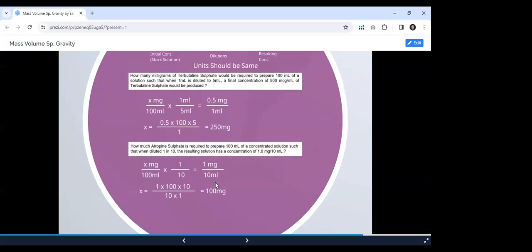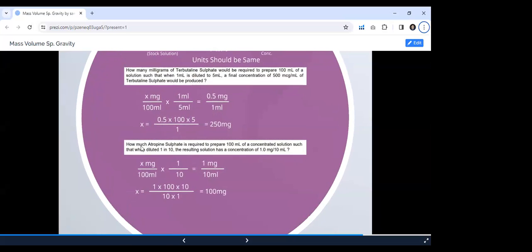Okay, in this question type, they are saying how much atropine sulfate is required. Just forget about this part. To prepare 100 ml, how much of this is required to prepare 100 ml of a concentrated solution? Now, they are not giving us any unit here. How much atropine sulfate? They are not giving us mgs or grams. So we are at liberty. We will see what unit we are going to use for the question, and then again, we will see what unit is given in the answer. It's a separate thing.